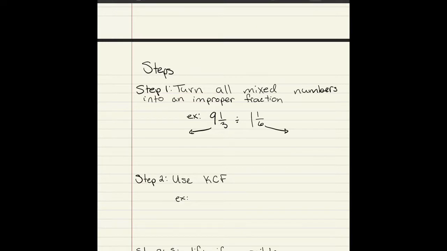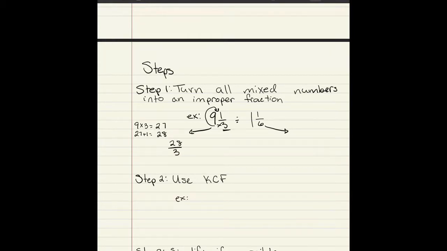So we do that by multiplying. So we have 9 times 3, which gives us not 28, 27. And then we have to add our numerator, so 27 plus 1 equals 28. And now my denominator is the same, so it's 28 over 3.